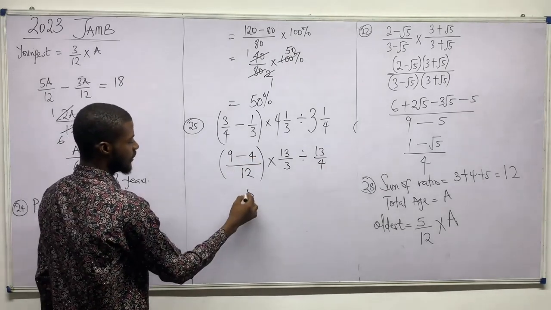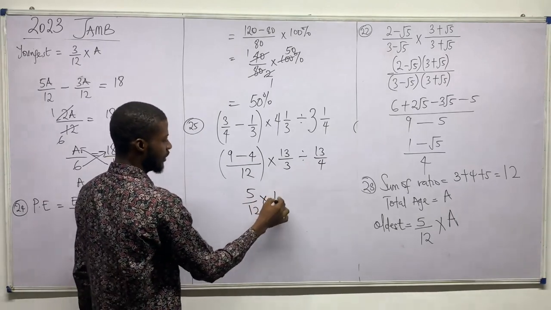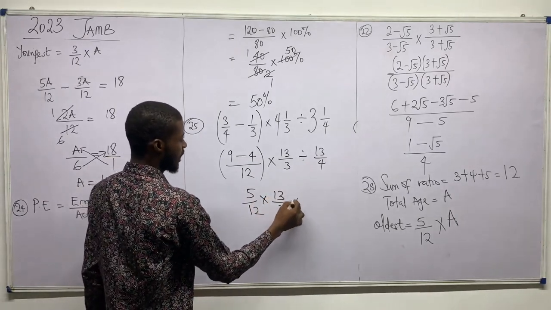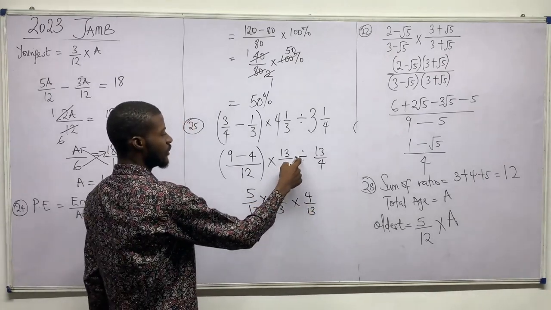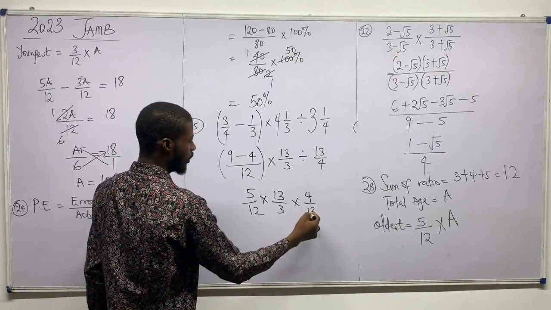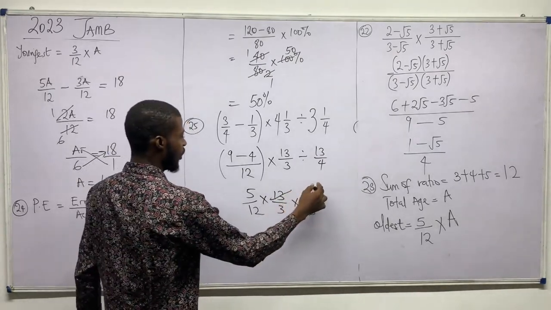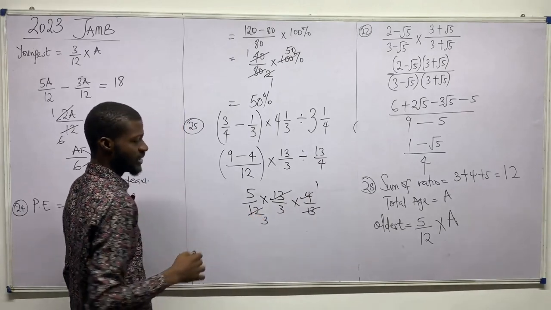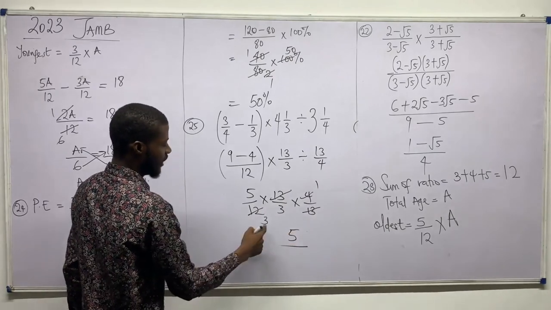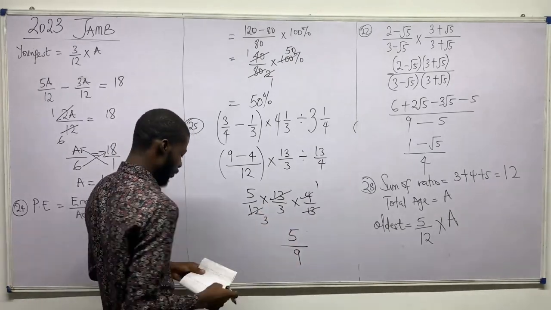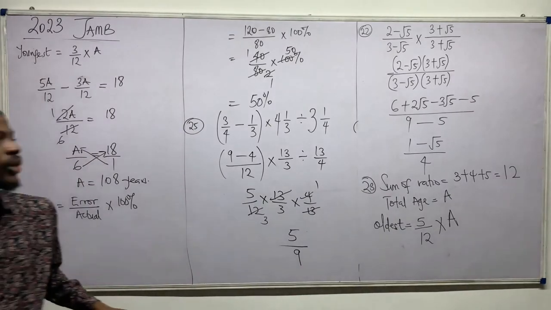5, right? So this is 5 over 12, which is now a single fraction, times 13 over 3, times 4 over 13. What did I just do? If you change the division to times, 4 will go up, 13 will come down. Right now, let us cancel. 13 cancels 13. 4 into 4 is 1. 4 into 12 is 3. So what will be remaining? 5 times 1 is 5, over 3 times 3, which is 9. So the answer for that is just 5 over 9. Question 26.